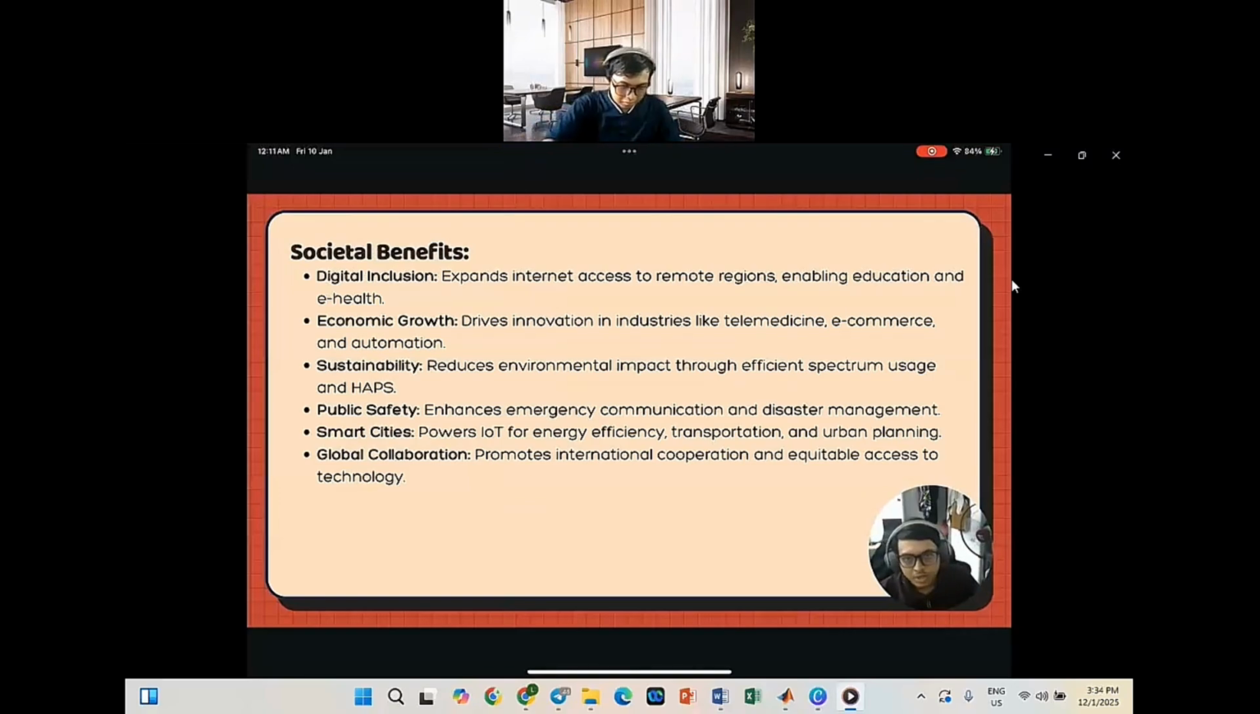Okay, now the societal benefits. One of them is digital inclusion, which will expand our internet access. Economic growth, since there is a lot of e-commerce nowadays. Sustainability, because we reduce the environmental impact by using all the towers that are already present. Public safety, smart cities, and also global collaboration, so that we have a more powerful connection throughout the world.